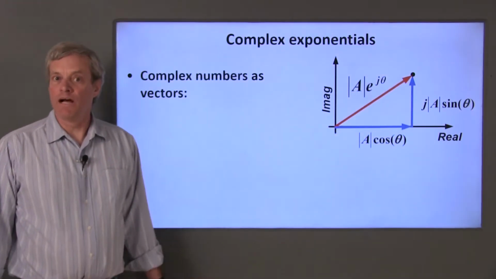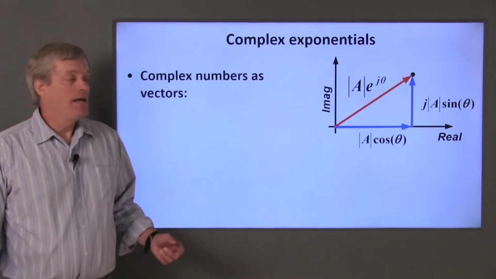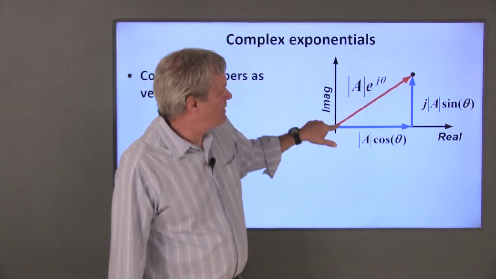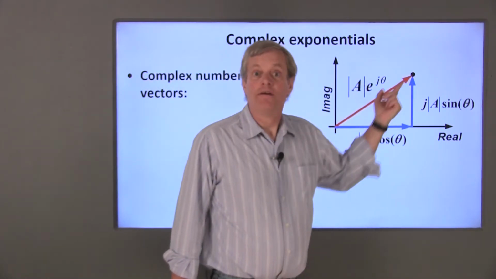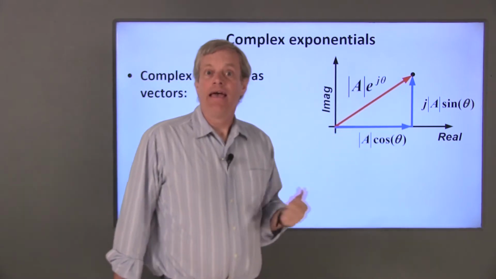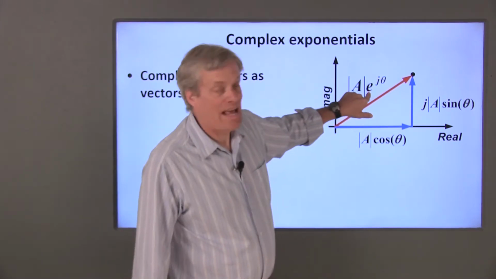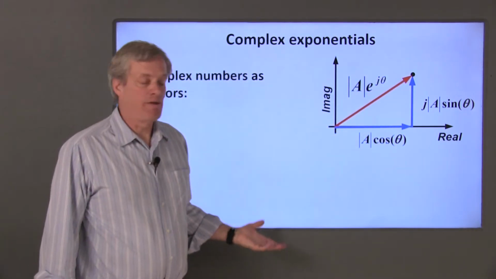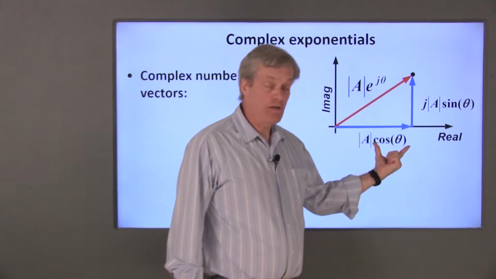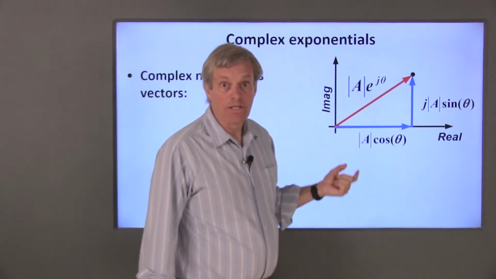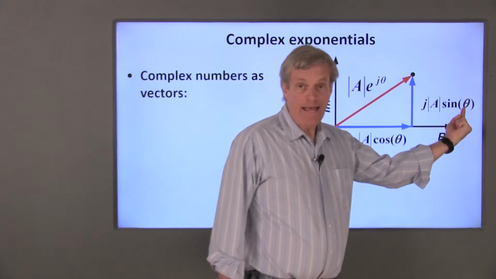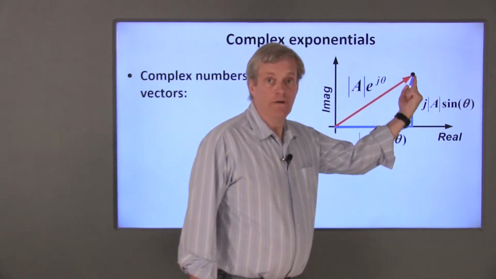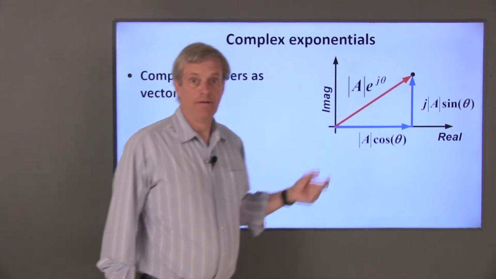Sometimes it's useful to think of complex arithmetic in terms of vectors. If we have a point A in the complex plane, we can define a vector pointing from the origin to that point. The vector has a magnitude A and a direction theta. The direction is denoted as e to the j theta. The same point can be defined in rectangular coordinates by vectors with magnitude a times the cosine of theta in the real direction and the magnitude of a times the sine of theta in the imaginary direction. The vector sum of these two gives us the vector in polar coordinates.